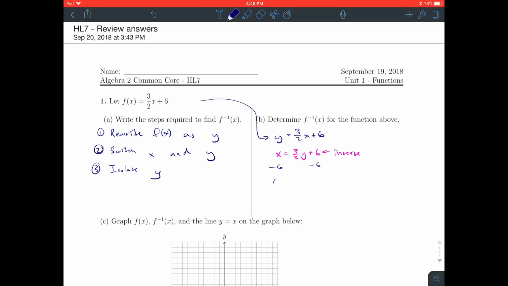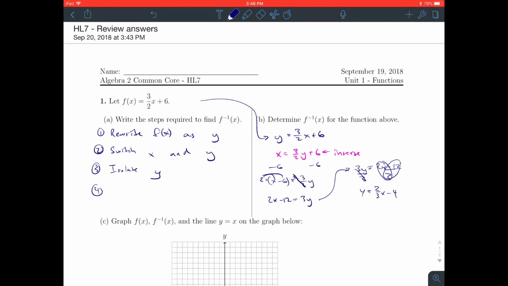So we're going to subtract 6 on both sides. That gives us x minus 6 equals 3 over 2y. To cancel out division by 2, we multiply by 2 on both sides. We get 2x minus 12 after distributing equals, 2 and 2 cancel here, 3y. 3y is equal to 2x minus 12. Divide by 3 on both sides. That gives us y equals 2/3 x minus 4 after we divide each of these by 3.